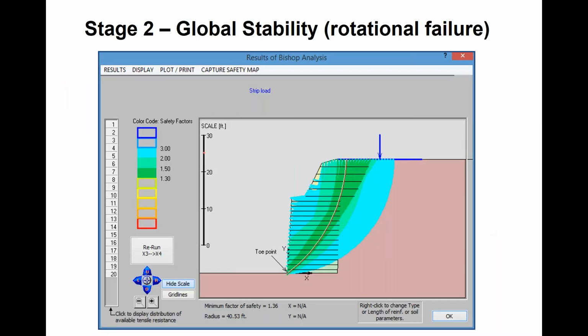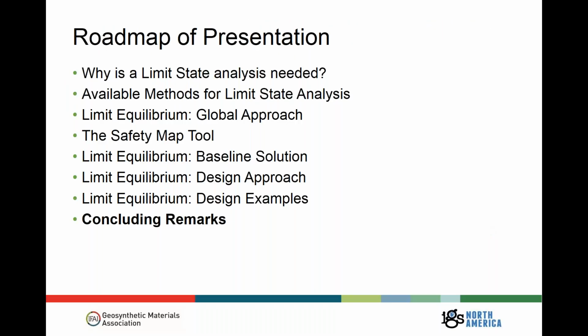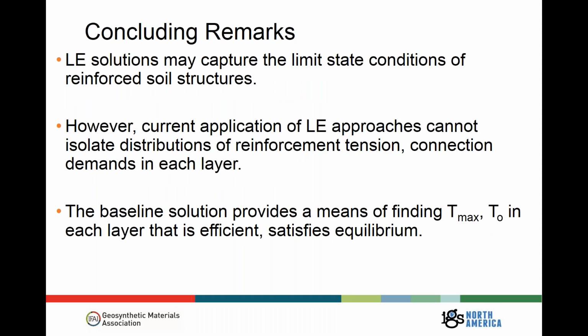Again, global stability analysis. Critical factor of safety is 1.36. We feel good about it. So, some quick concluding remarks. We have a little bit of time for questions.